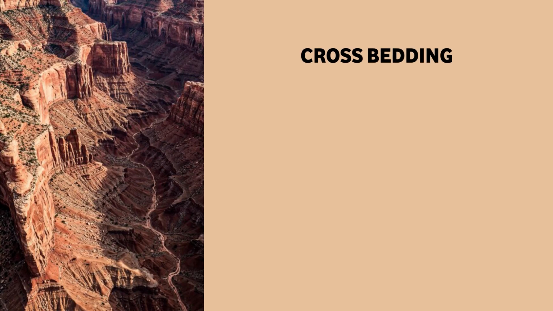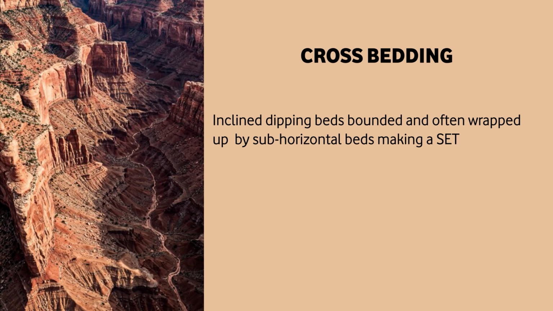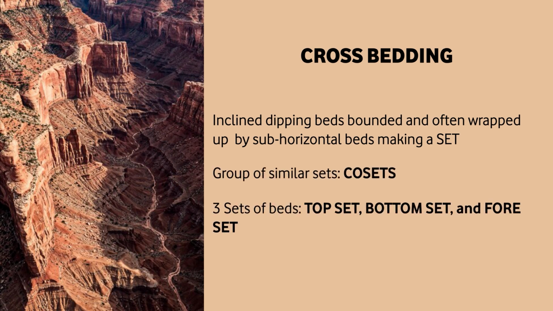The other type of bedding is cross bedding. The earlier one was parallel bedding, or plane bedding. This is cross bedding. The word itself says that two sets of beds are crossed with each other. They are inclined, dipping beds, bounded and often wrapped up by sub-horizontal beds, making a set. A group of similar sets are co-sets. The three sets of beds are called top set, foreset, and bottom set.